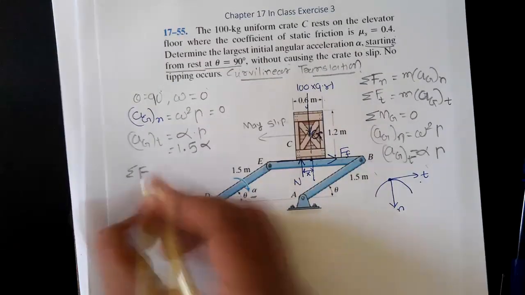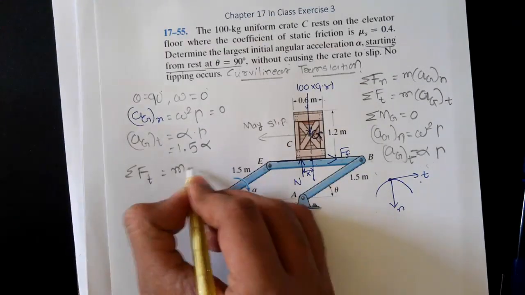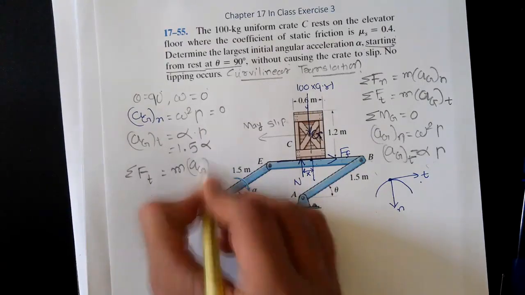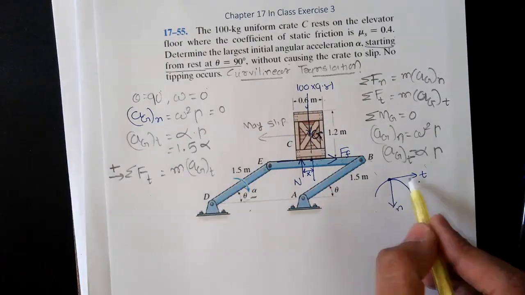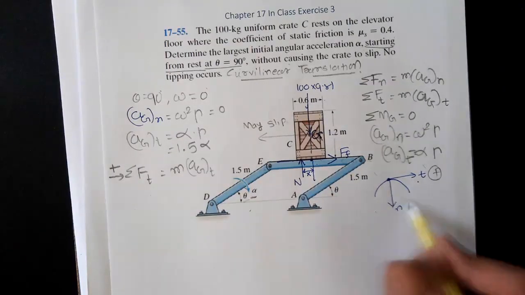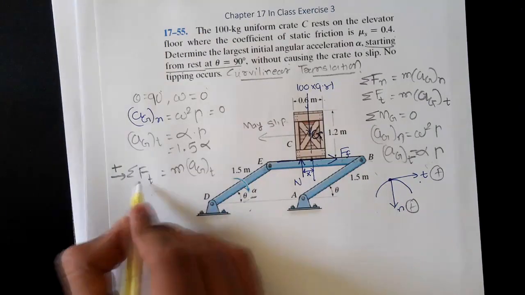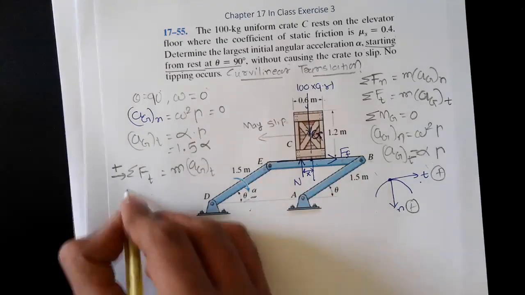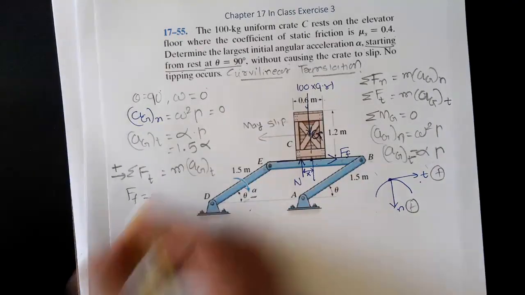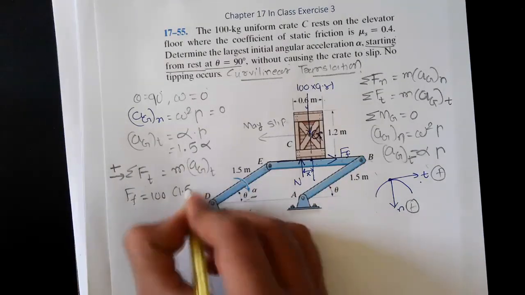Sum of forces first in the tangential direction is equal to m times the tangential acceleration. And we consider that going right is positive as per this diagram. So this is our positive and this is our positive. Now we need to substitute what forces act along the tangential direction. There is only one force, that is friction. So Ff, the friction force, is the mass of the block, which is 100, multiplied by 1.5 multiplied by alpha.